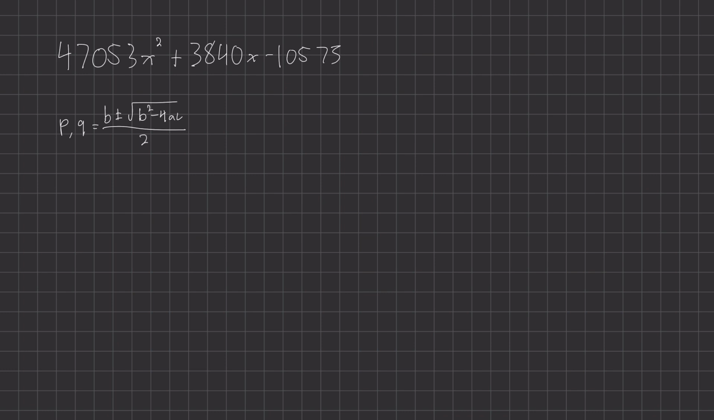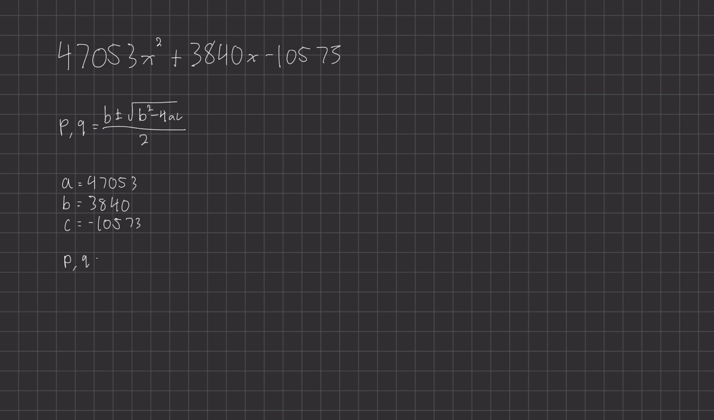So to apply this formula, let's first recognize all our coefficients. Our a is equal to 47,053. Our b is equal to 3,840. And our c is equal to negative 10,573. And now we can simply plug it into the formula.